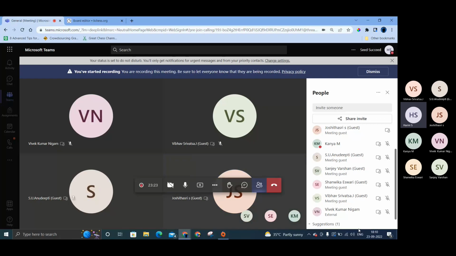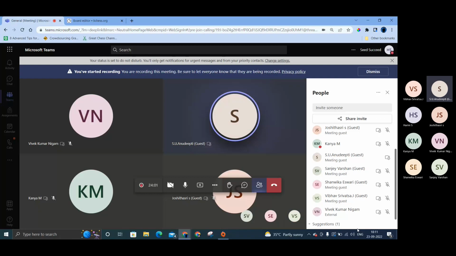Now Kanya, repeat after me. King cannot move to a square which is controlled by the opponent. Next, Anudipti. King cannot move to a square which is controlled by the opponent.